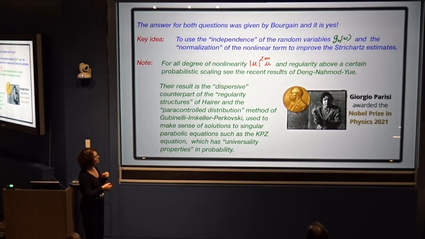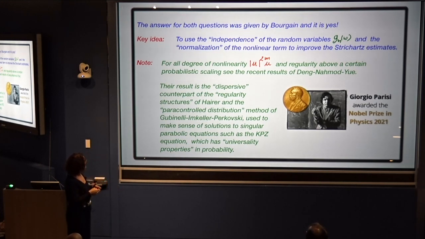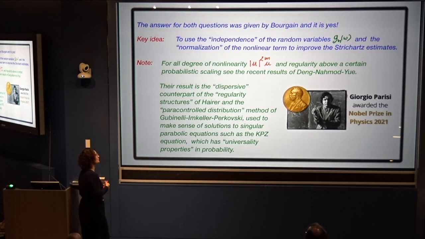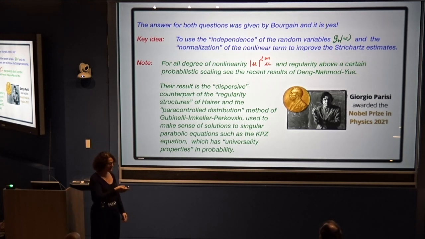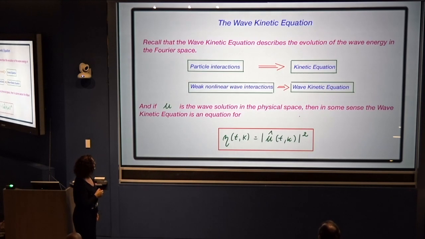Now, if you change the degree of the nonlinearity, the problem becomes harder, and there is a really great work of Deng, Nahmod, and Yue. And what I wanted to mention is that this work is the dispersive counterpart of the regularity structures of Martin Hairer and the paracontrolled distributions method of Gubinelli, Imkeller, Perkowski. They use this method in the parabolic sense, in particular to study very singular equations such as the KPZ, which is a very universally present equation. And I wanted to mention that the P here stands for Parisi, who is one of the 3 Nobel Prize winners this year in physics.